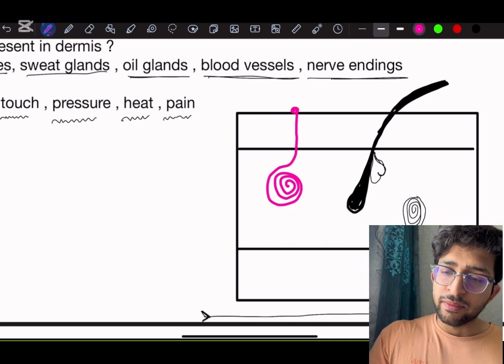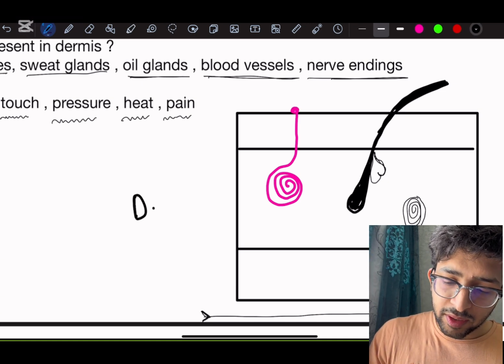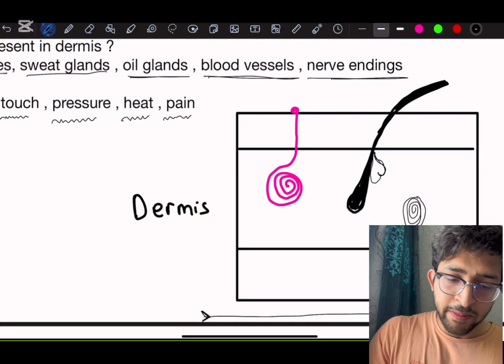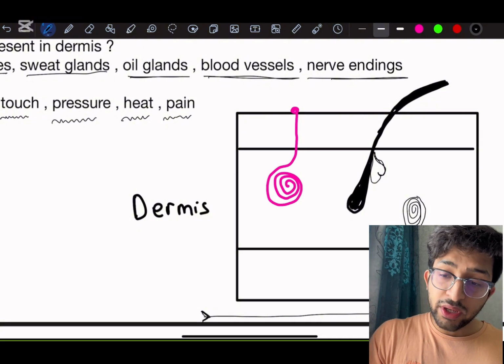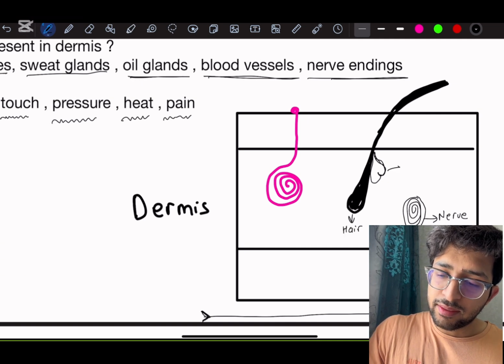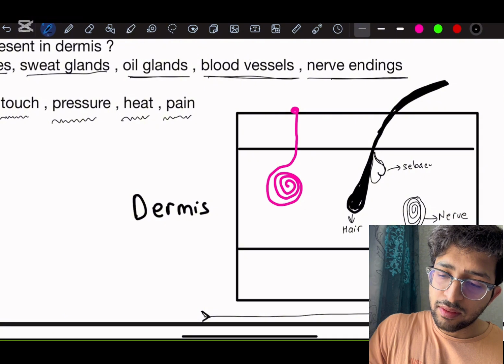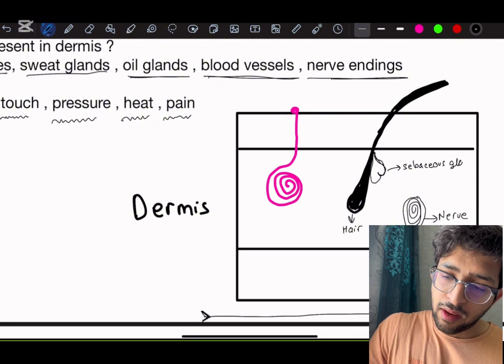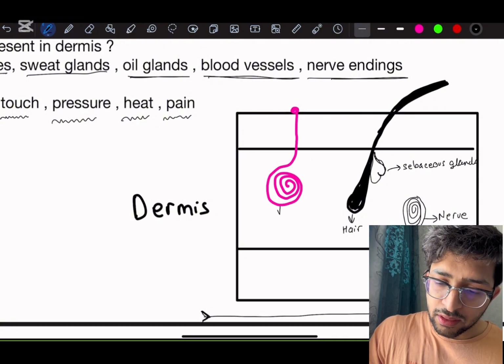And this is the dermis part. So over here, these are the nerves, hair follicles, sebaceous glands, and these are the sweat glands.